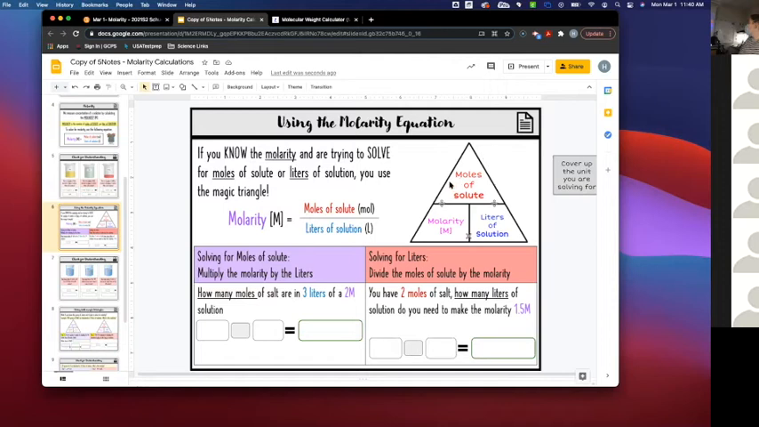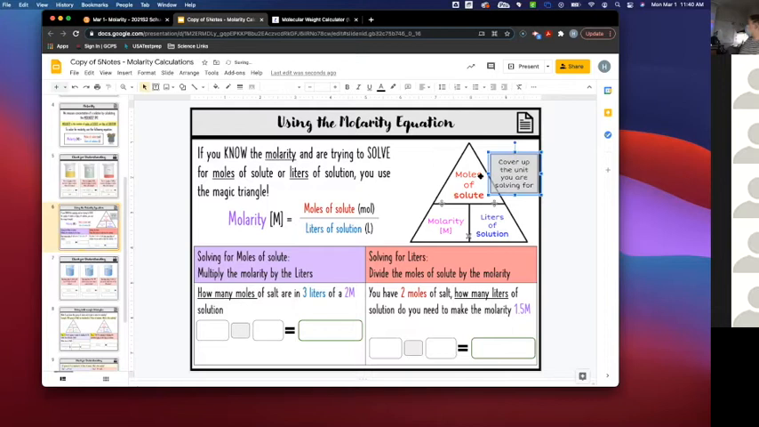But here's how this works, okay? You cover up whatever unit that you're solving for. So if it says how many moles, we're going to cover up moles of solute. So when we do that, all we have left is molarity and liters of solution. And this sign that's right there, you'll have to look closely on your screen, is a multiplication symbol. So it actually tells you how to do the math, okay? So in this case, we're going to do molarity, the capital M. We're going to multiply it by liters of solution.